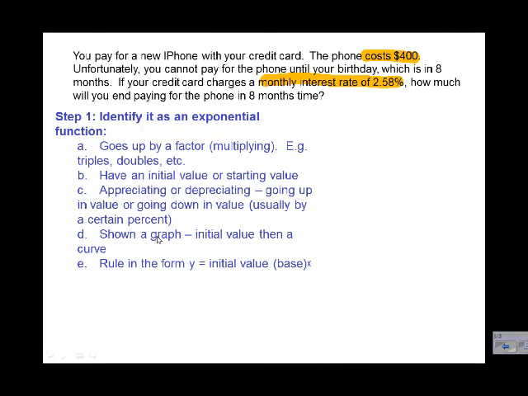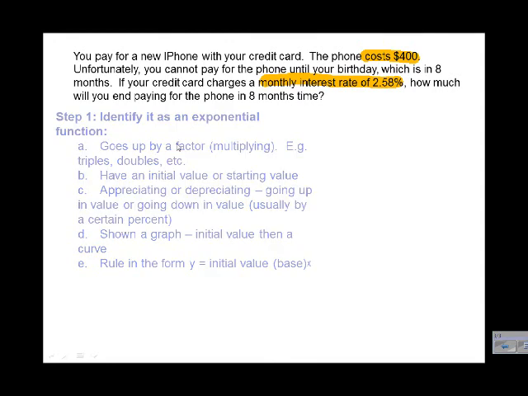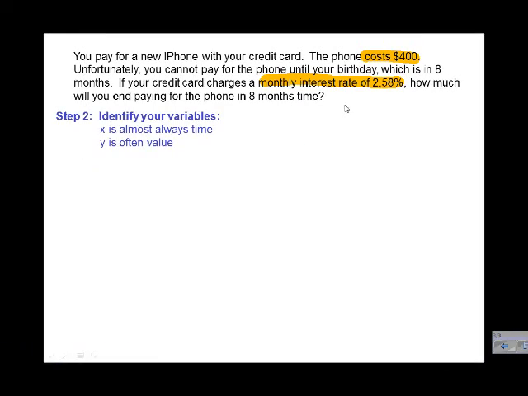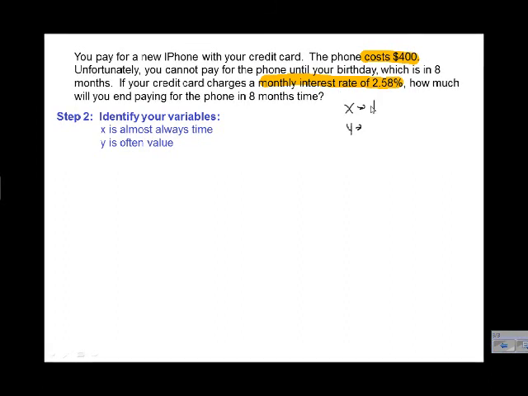In other cases you may be shown a graph, or you may see the rule or the equation. That doesn't apply in this case. So let's look at our next step. Next thing we need to do is identify our variables. Now most of you probably use x and y for your variables, so we'll do that. And x in the case of exponential is almost always time. I don't think I've ever seen a situation with an exponential where our independent variable is not time.